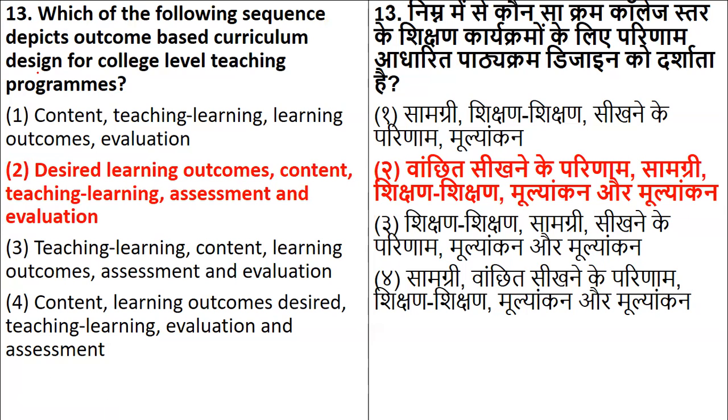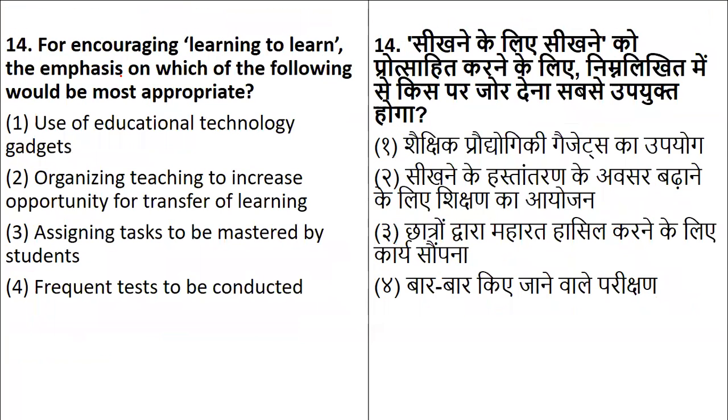So let's see for a college level teaching program, which comes as the right sequence. The option number 2, that is desired learning outcomes, content, teaching, learning, assessment and evaluation, is the one which comes under your college level teaching programs. Fine. Now, coming to question number 14. Question number 14: for encouraging learning to learn, the emphasis on which of the following must be appropriate? Use of educational technology, organizing teaching to increase opportunity, assigning tasks to be mastered by students, or frequent tests to be conducted. So now we are talking about what?